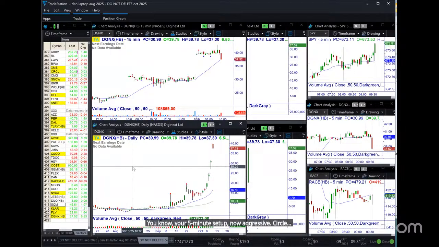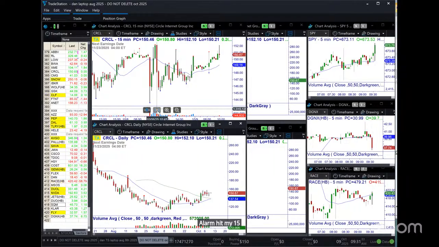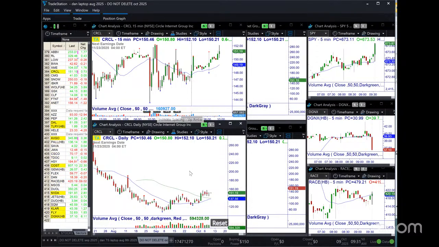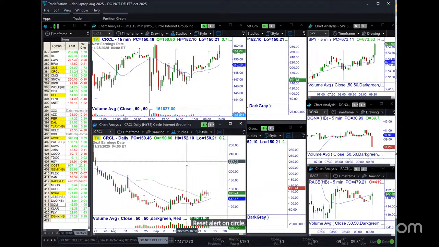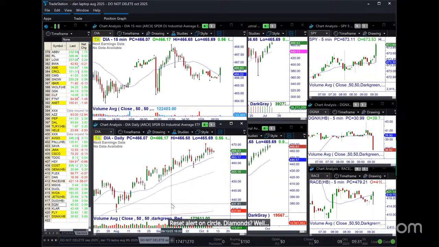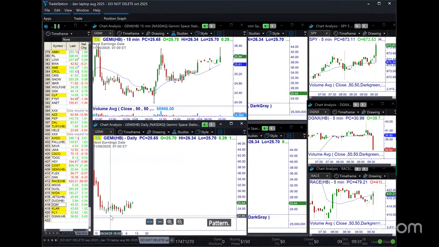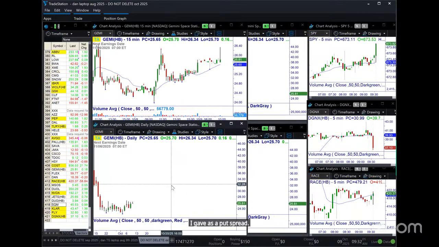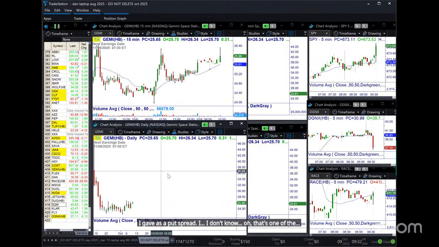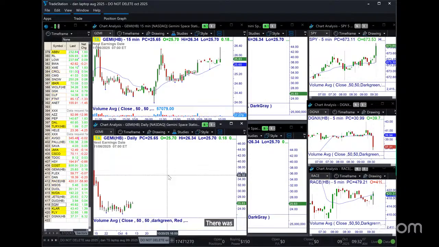Circle alarm hit my 152. I'll reset it. Diamonds the strongest here today. Reset alarm on circle. Diamonds. Well, no pattern. And Gemini, I gave as a put spread. I don't know. Oh, that's one. Okay, I do see earnings. There was one stock I couldn't find earnings.